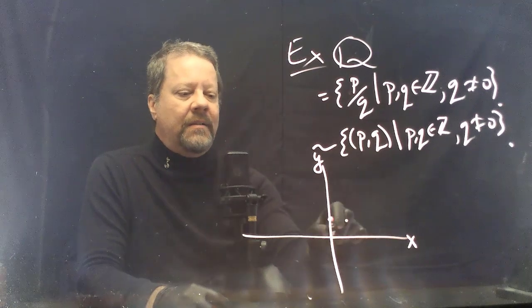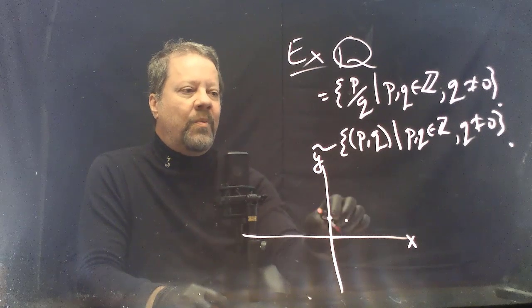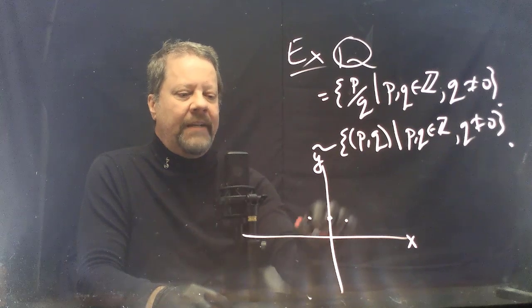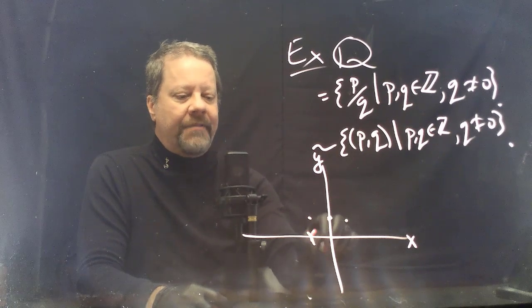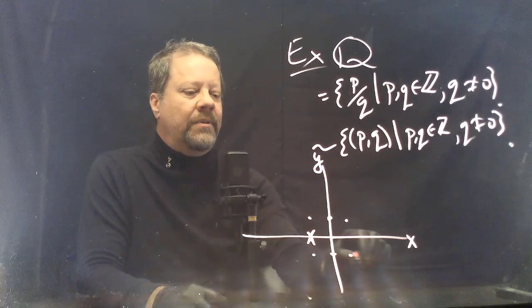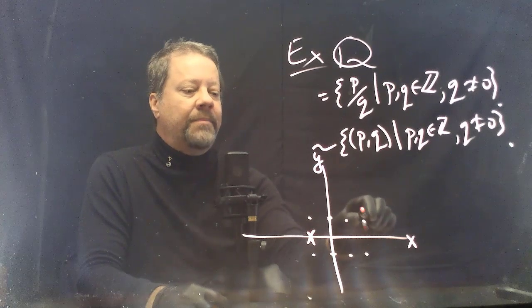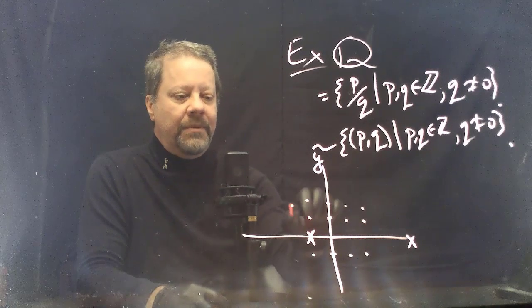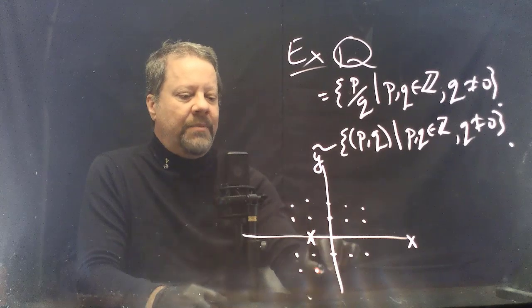So (1, 1), (0, 1), (negative 1, 1). Oop, have to stay off the x-axis. Do, do, do. Stay off.